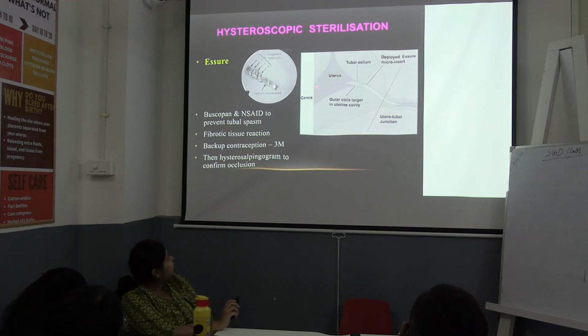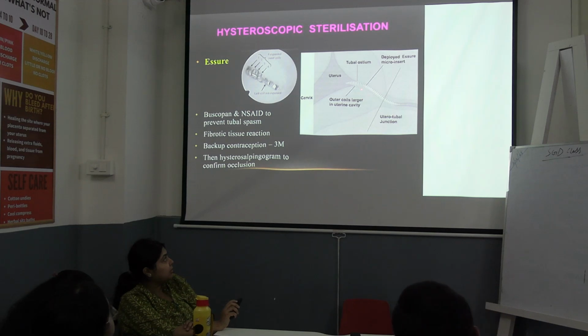After the Essure insertion, we ask the patient to use a backup method of contraception for at least 3 months. Why 3 months? Because after that a hysterosalpingogram is done to confirm the occlusion. After the Essure device is placed, we discharge the patient and ask her to come back after 3 months. Within these 3 months, there will be a fibrotic reaction and both the tubes will be blocked.